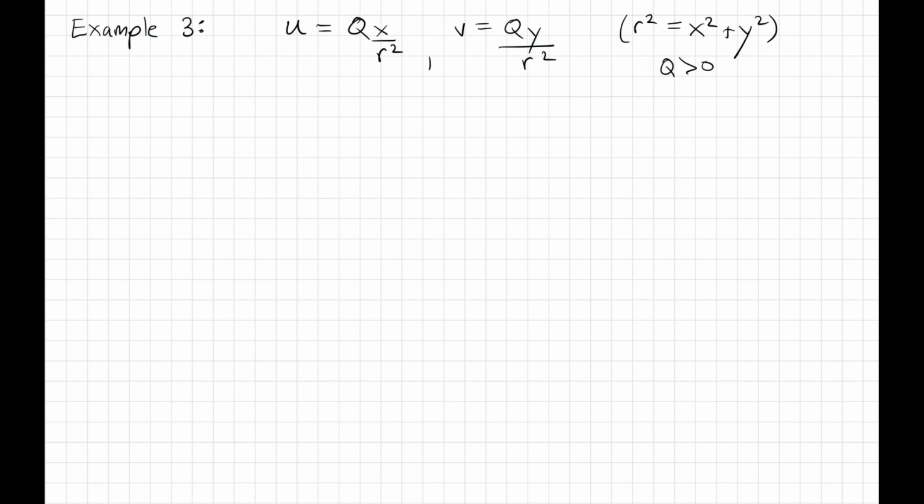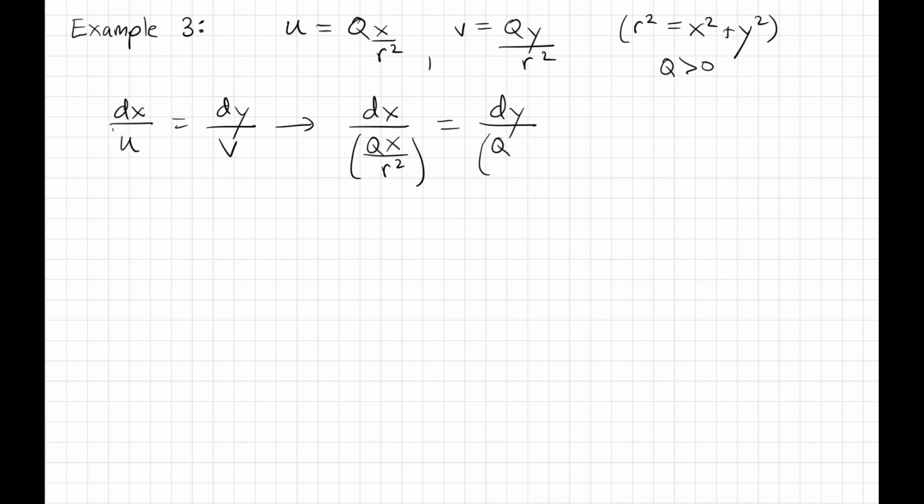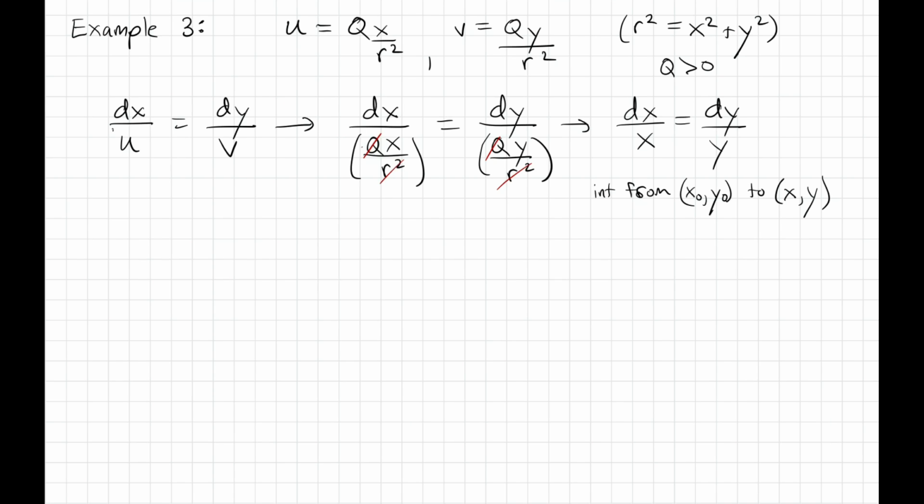So using the usual approach, we use our definition for a streamline, dx over u equals dy over v. Plug in u and v. In this case, we'll see that the q's cancel, the r's cancel, and we're left with something that looks like dx over x equals dy over y. Using the same approach from the previous problems, we'll integrate from some initial point x0 and y0 to some future location on the streamline, x and y.